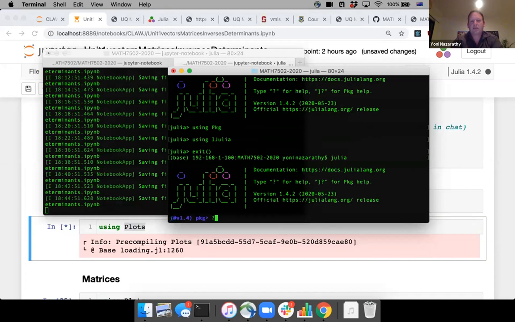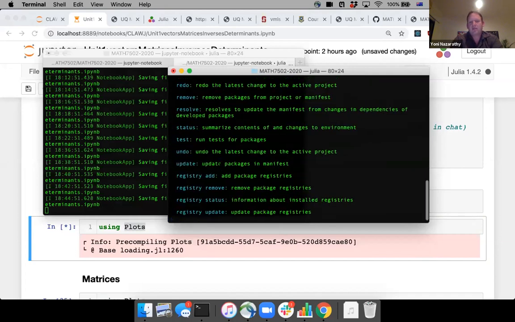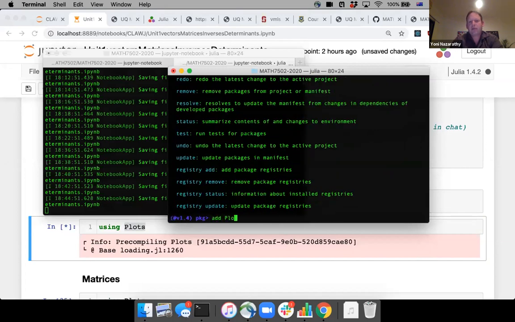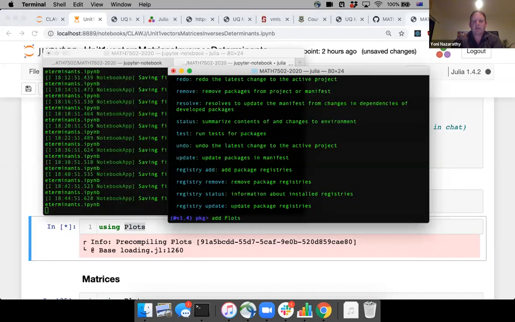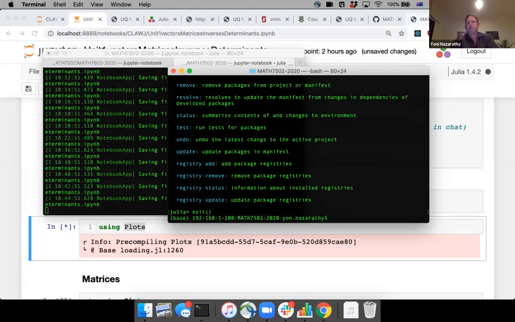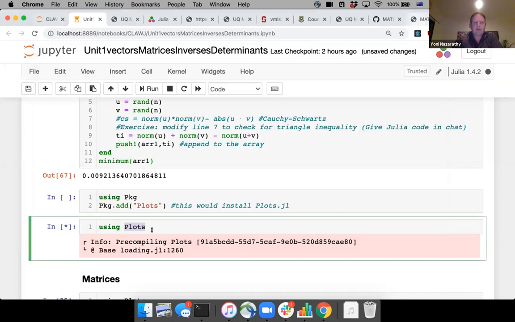And then I'll do question mark. There's a whole bunch of package commands. So you can do add plots. That's instead of installing plots like this. Okay. Let's just see now. All right. Let's leave this Julia kernel. Go back here. Plots is still warming up.